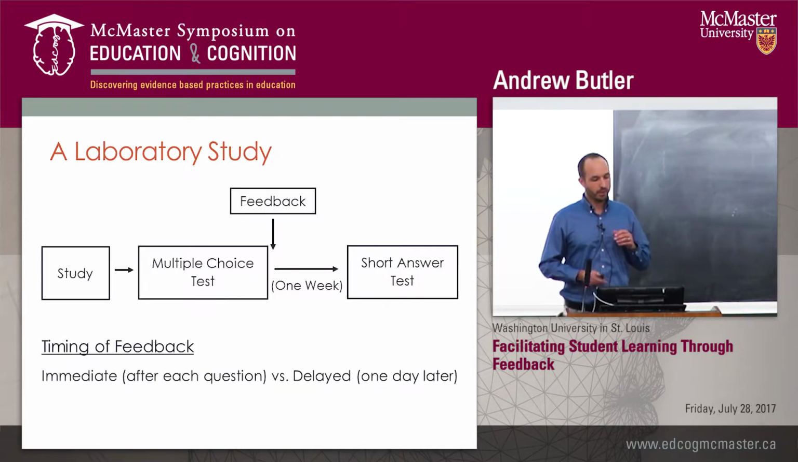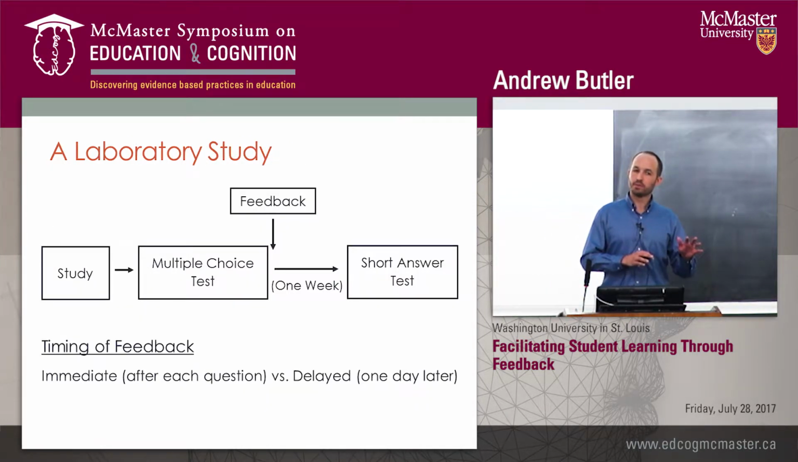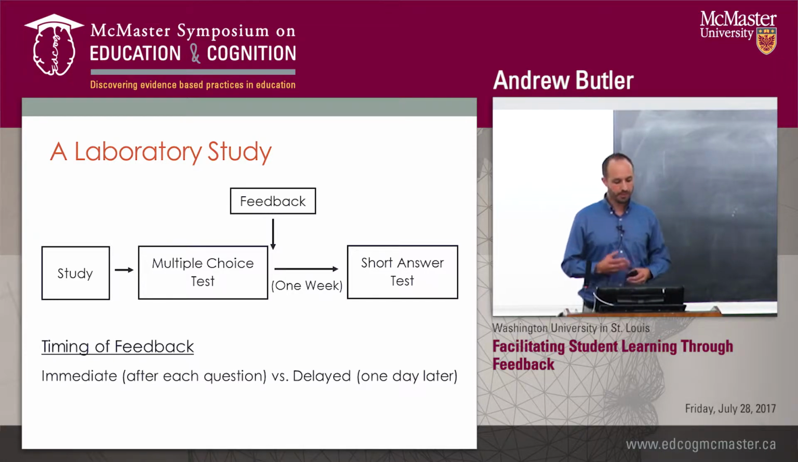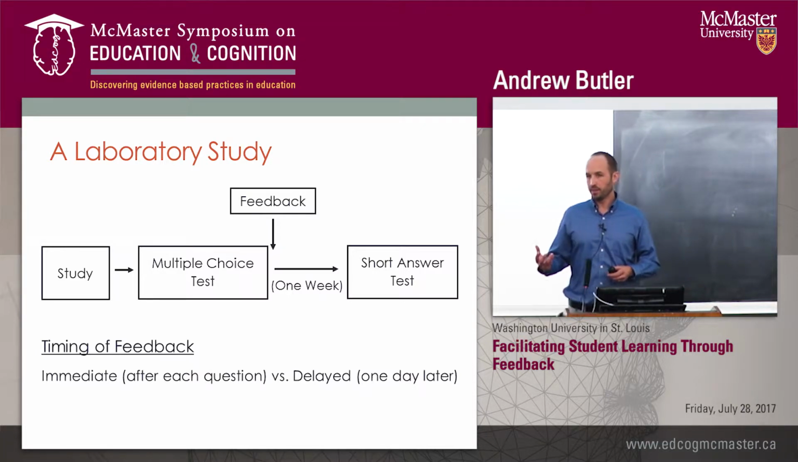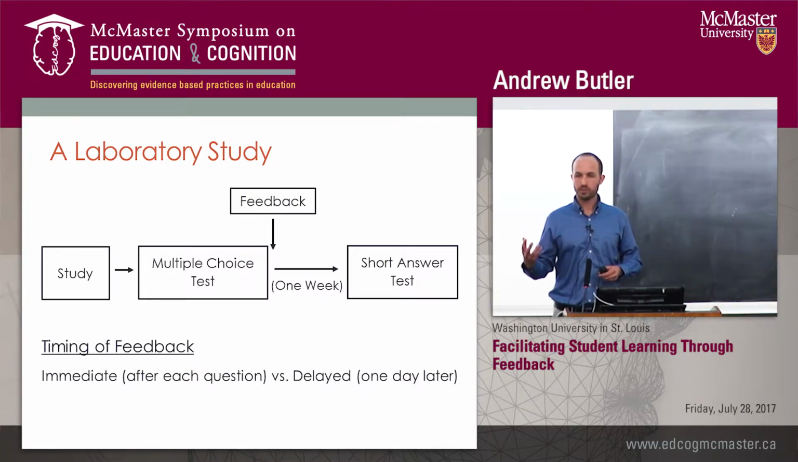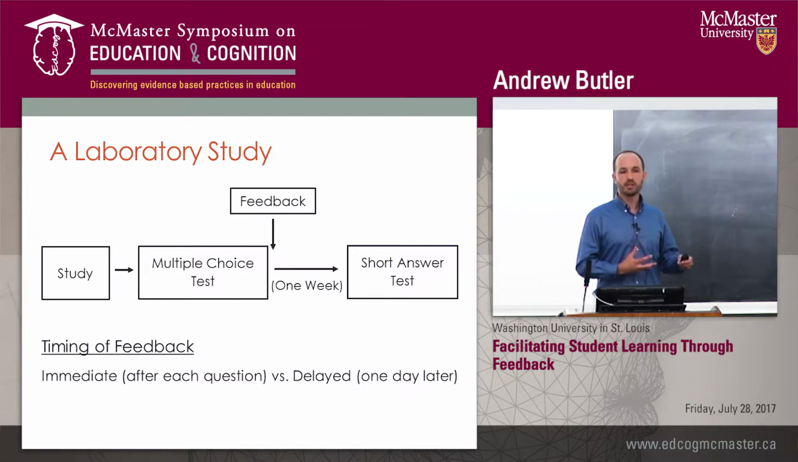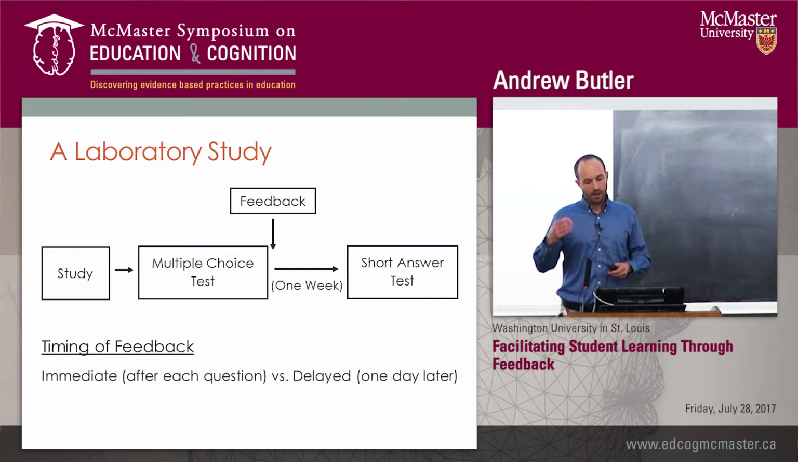So I'm going to tell you about a laboratory study. I'm going to tell you about some laboratory research today, some classroom research. Here's a laboratory study we did to look at this. We had students come in, and they studied passages about a number of topics. And then they took a multiple choice test about information in those passages. This is mostly factual stuff. After the multiple choice test, they got feedback either immediately after each question or 1 day later. So we're manipulating the timing of the feedback.